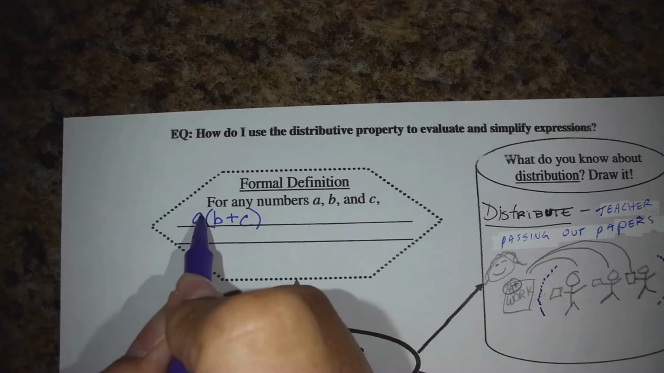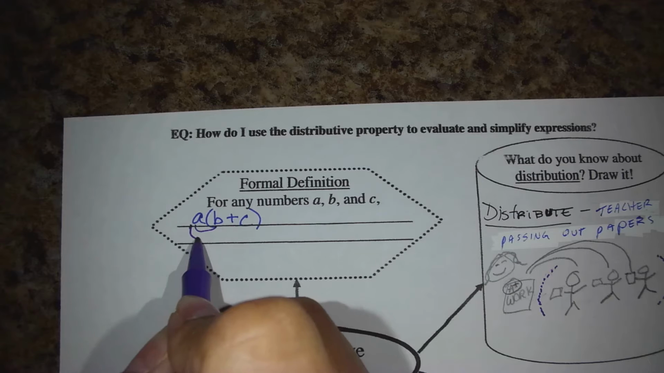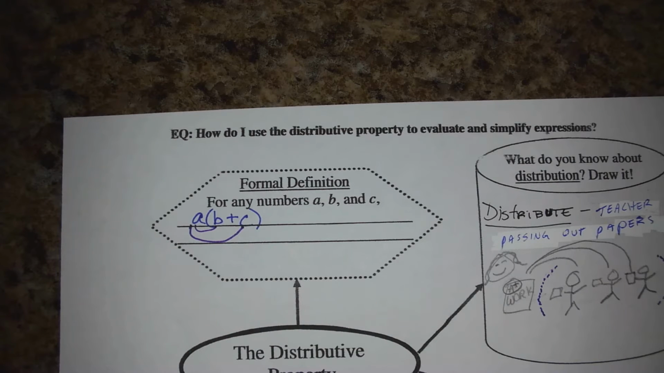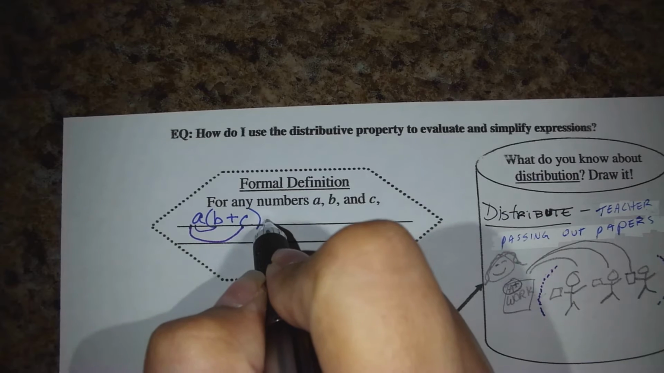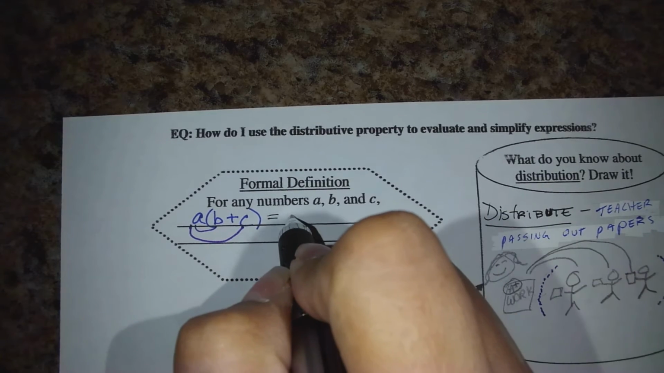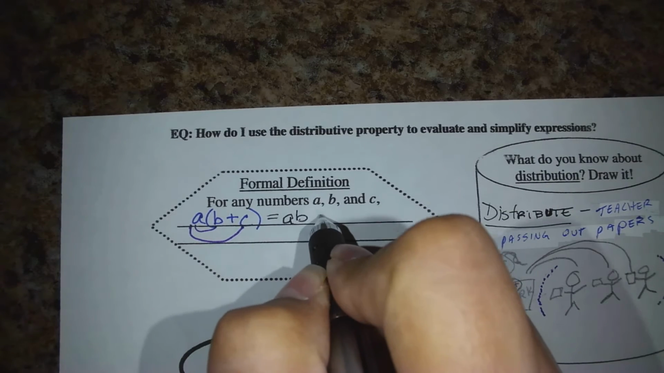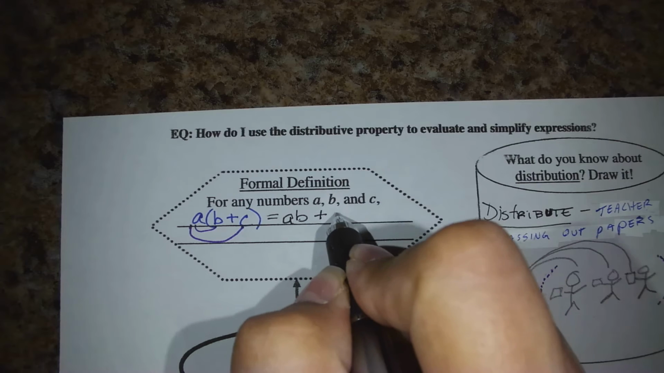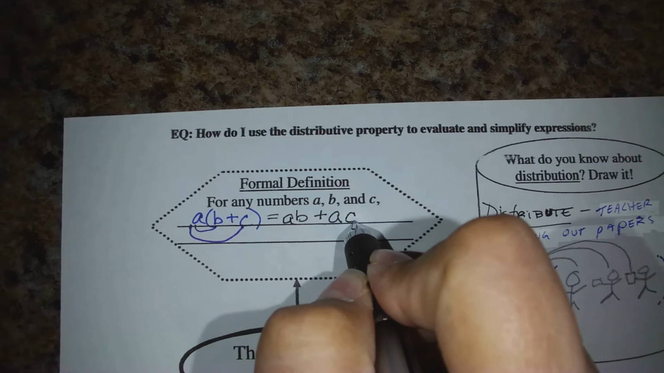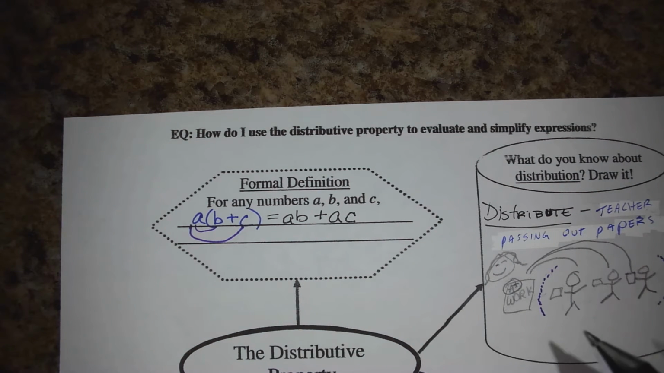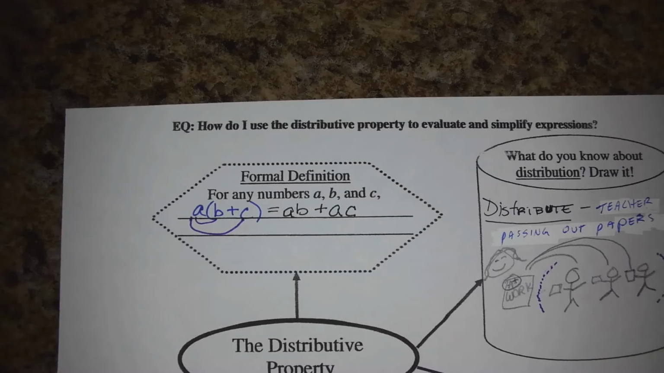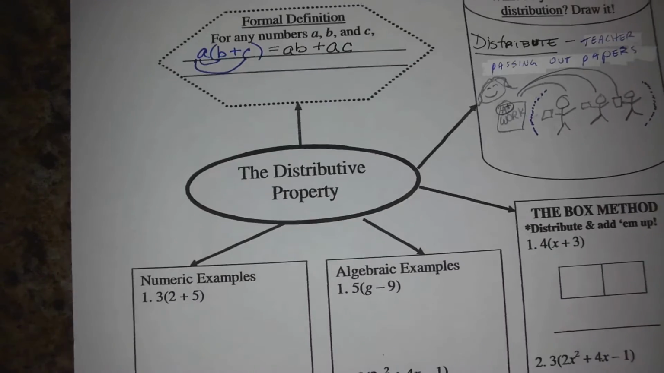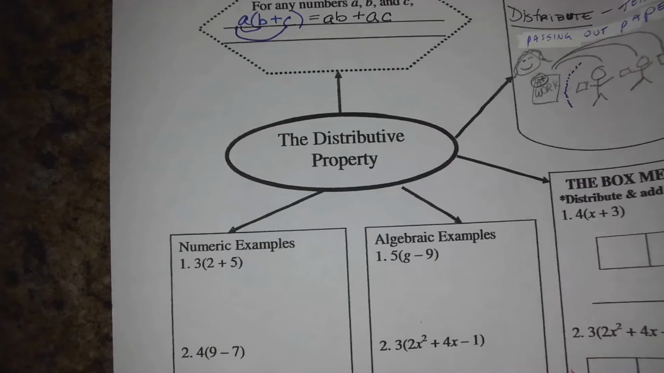So here, same thing. The A will be distributed to the B and to the C. And it's being multiplied. So then that's going to equal AB plus AC. And this is the formal definition. This is what you would see in a book. Let's go ahead and move on to our numeric examples.